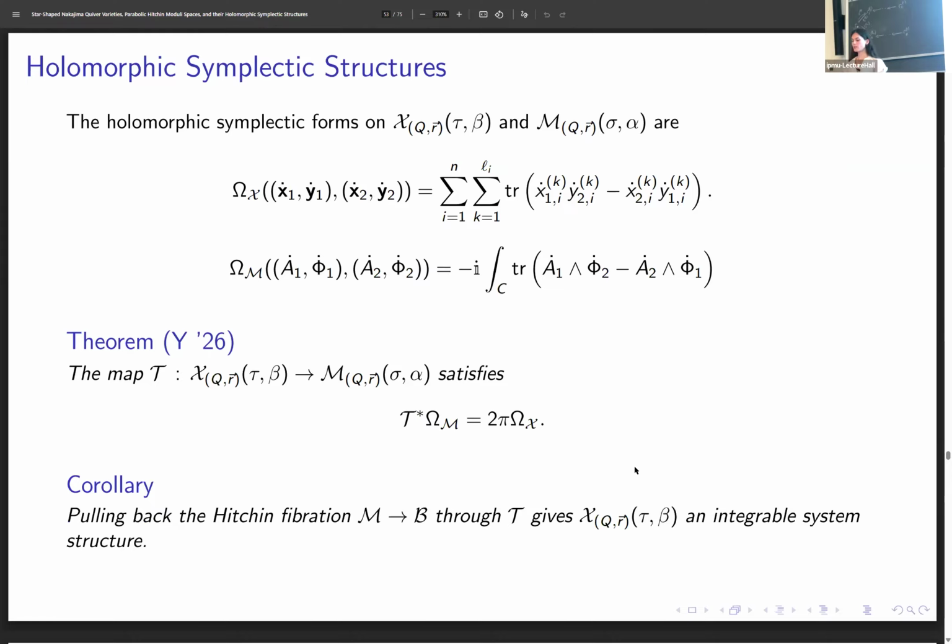And as a corollary, you have these Hitchin fibrations on M. And so you can pull that back through this map to get an integrable system structure on X. Any questions about the main thing?